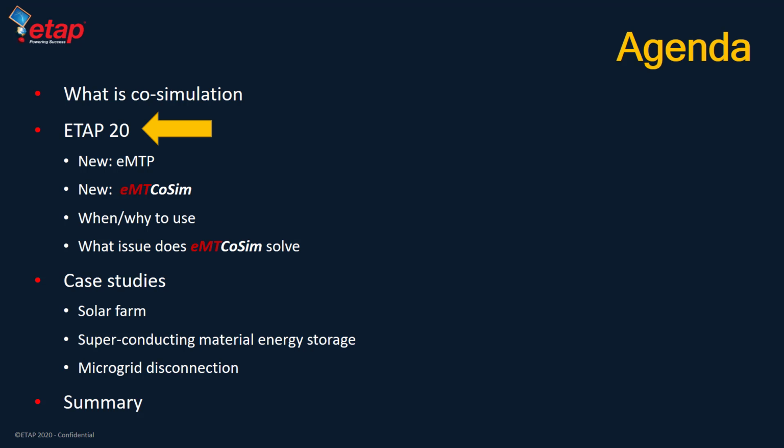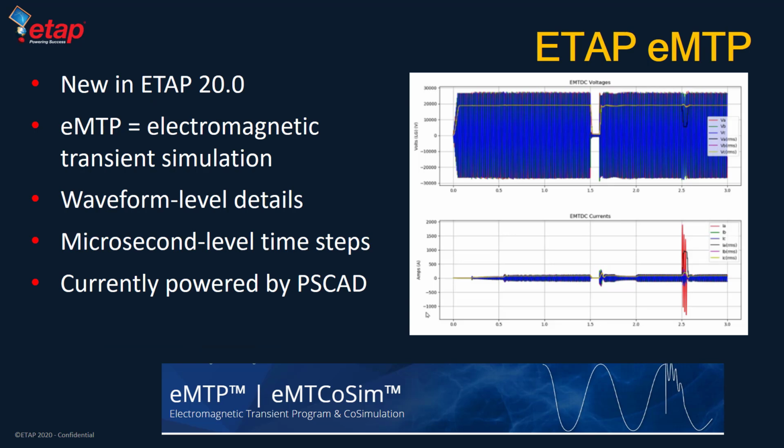Now that co-simulation has been explained, let's focus on the new ETAP eMTP, which solves only the electromagnetic transient domain. Remember, co-simulation couples two or more domains together. Co-simulation will be discussed later. At this point, we're only introducing ETAP eMTP, one of the new products to debut in ETAP 20.